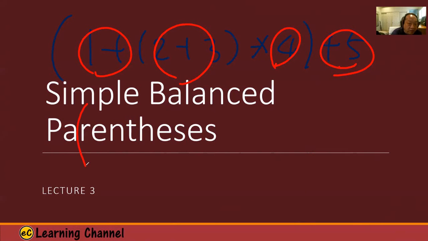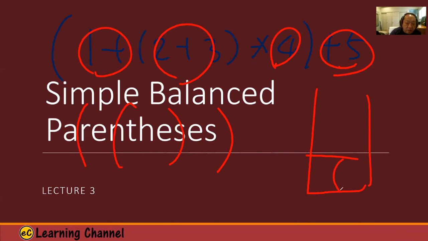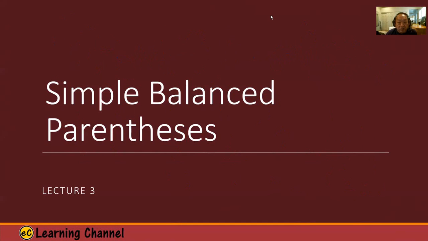The only thing I need to interpret is this. I push the first one in, I push the second one in, and then I see this one, I pop. I see this one, I pop. When I finish here, I finish everything. The stack is already empty. That's balanced. Is that okay? So here is using a stack to check balance.